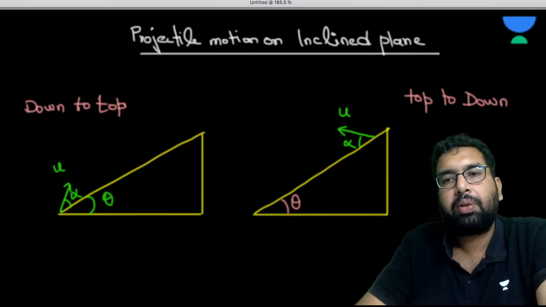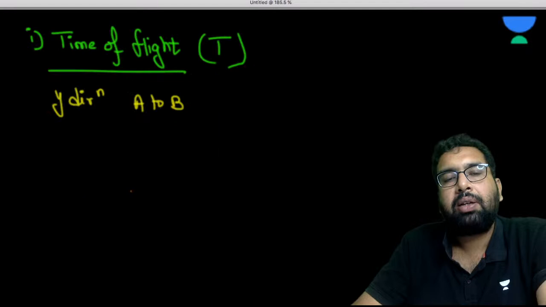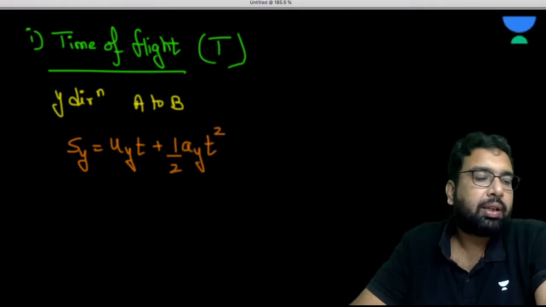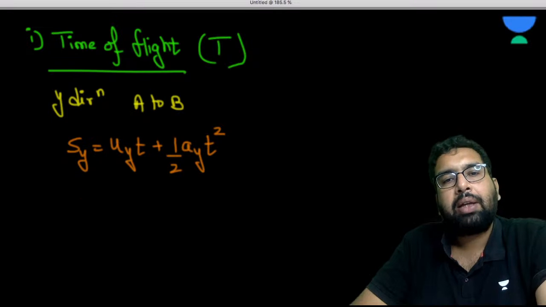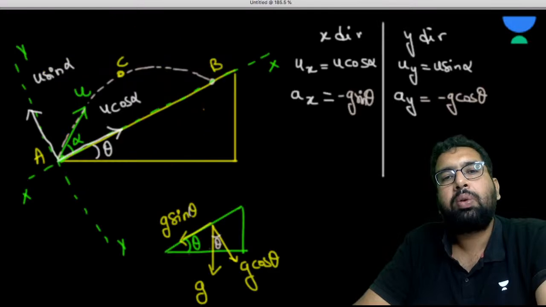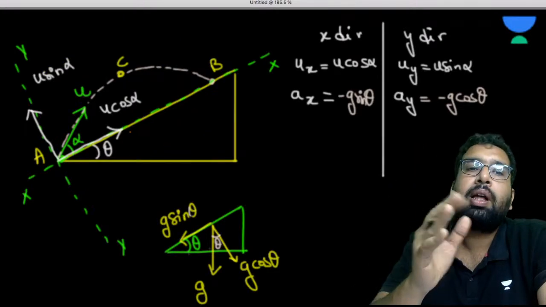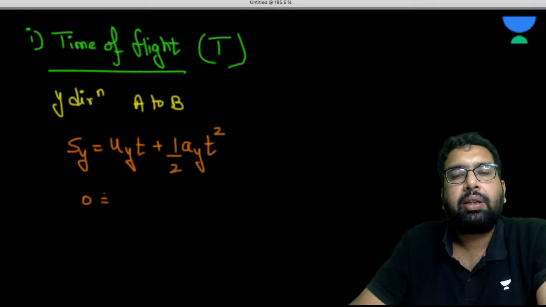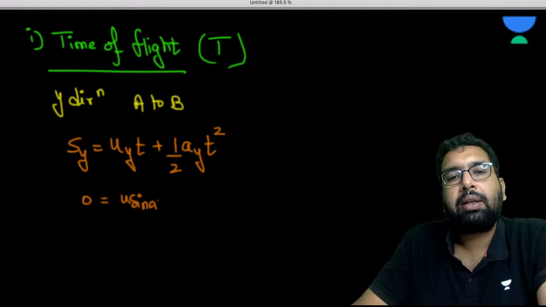Okay. So what is going to happen? From initial to final, that is A to B, we are considering the motion in y direction. So Sy is equal to Uy t plus half Ay t square. Now in this case, Sy is 0. What is the displacement between A and B in y direction? And what is your y? Y is not your perpendicular direction, but it is perpendicular to the plane of the incline, right? Now in this case, this is going to be 0. Uy is going to be u sine alpha, and let's say the time of flight is t.